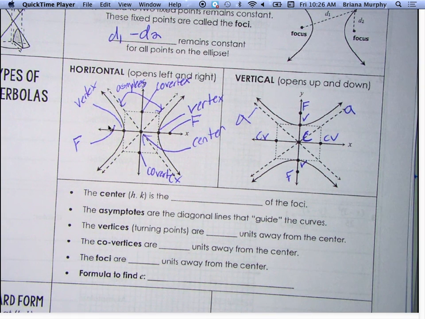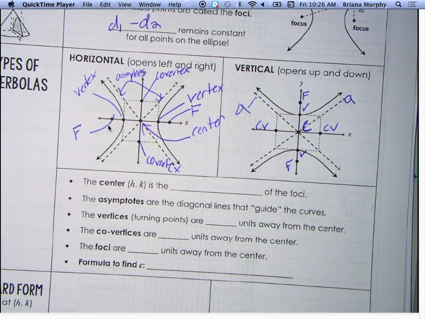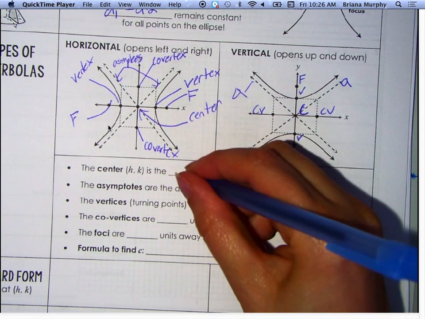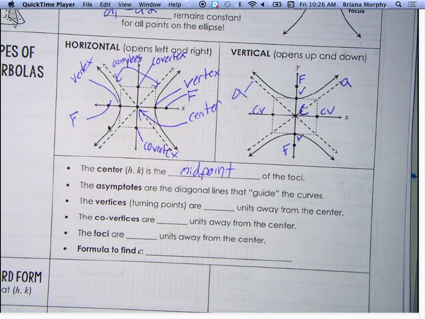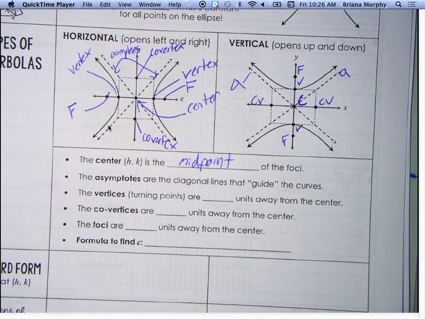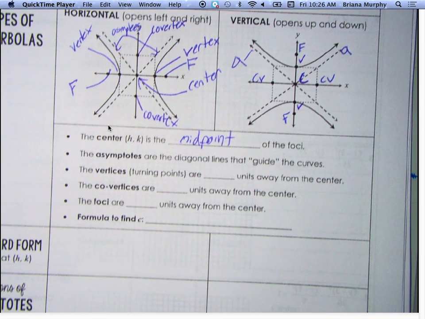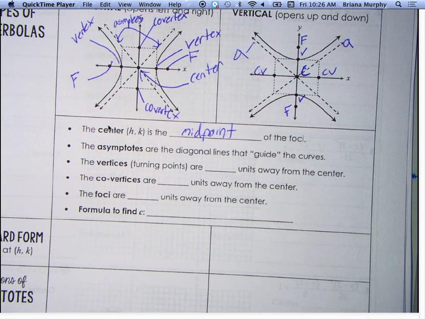Okay? Vertical opens up and down. All right, the center, h, k, is the midpoint between the focus points. So if you don't know what the center is, it's the midpoint between the focus points. The asymptotes are the diagonals that guide the curves, so we know where to draw the curve in. Vertices are the turning points. That's when it starts going from going down to going back up, right?